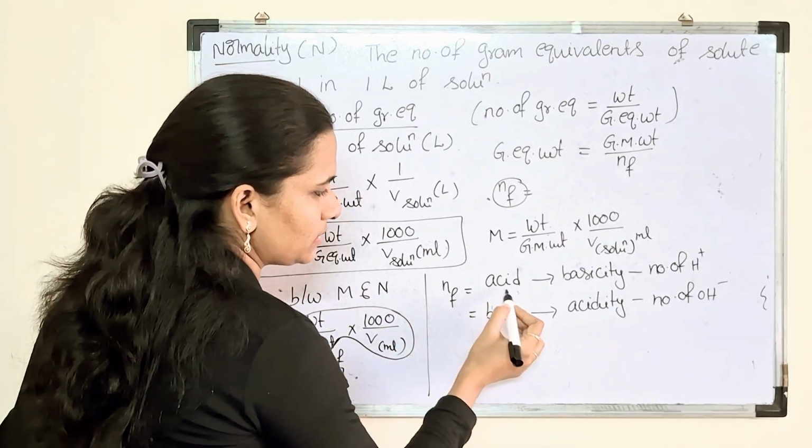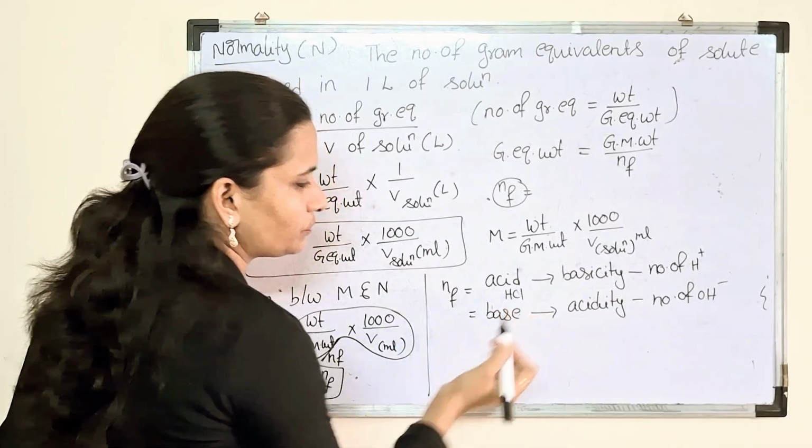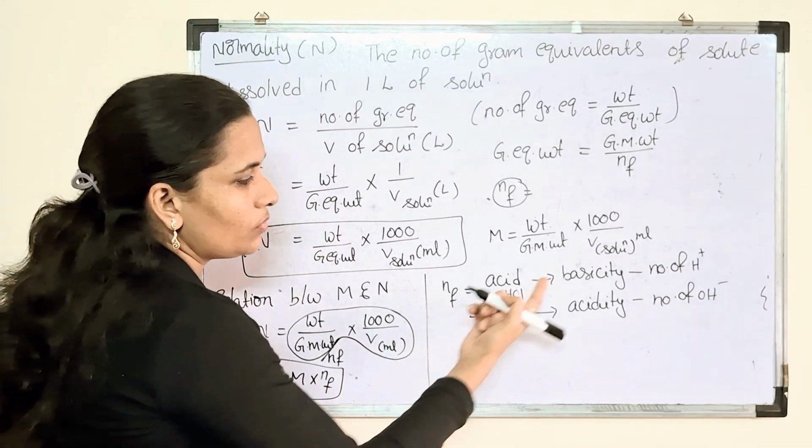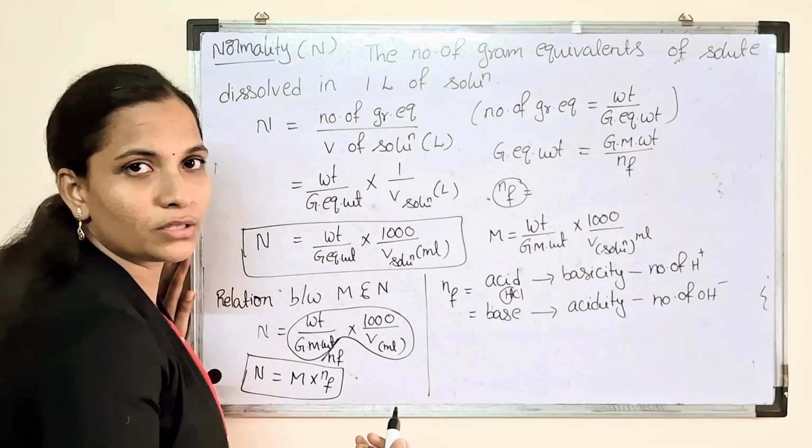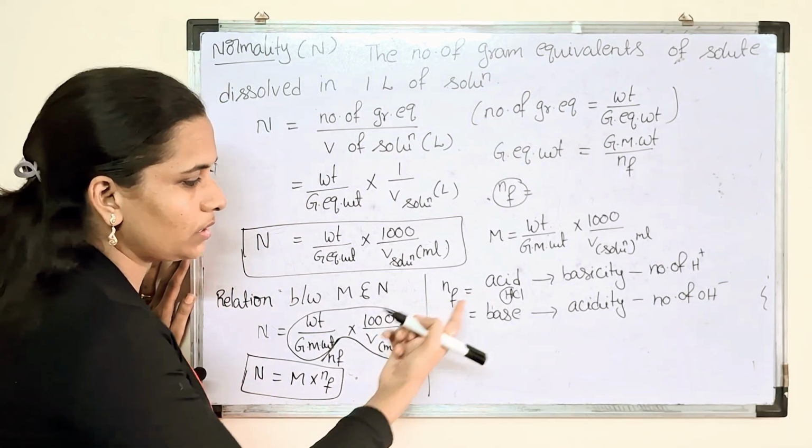For example, take an acid, HCl, as the given solute. Now, what is the n factor for this? How many H plus ions are replaceable? One H plus ion is replaceable. Then the n factor of HCl is 1 only.